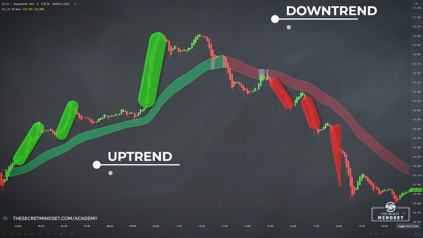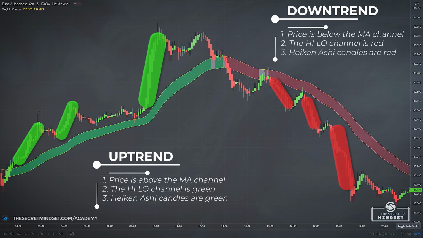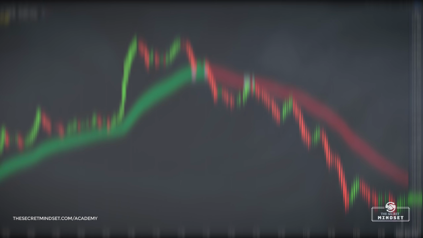For an uptrend, the price is above the moving average channel, the channel is green, and the Heikin Ashi candles are green. For a downtrend, the price is below the moving average channel, the channel is red, and Heikin Ashi candles are red.